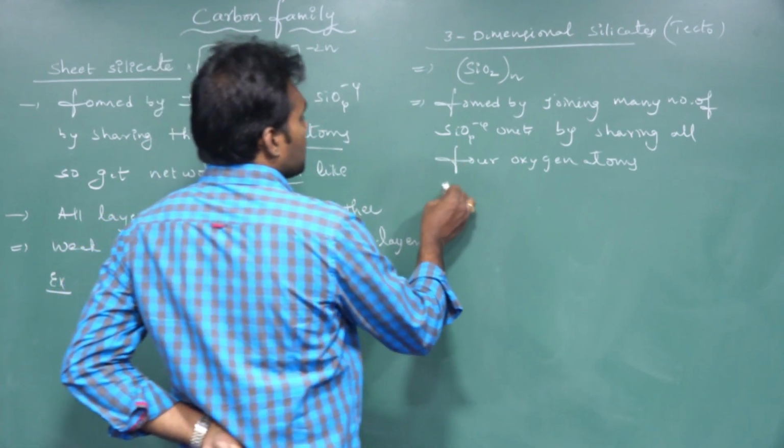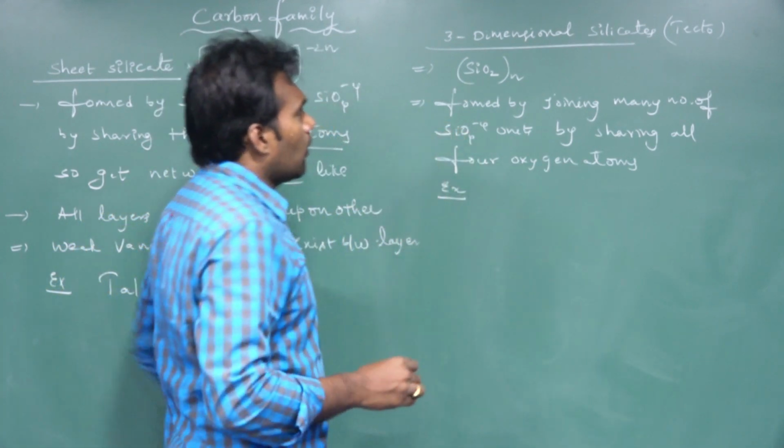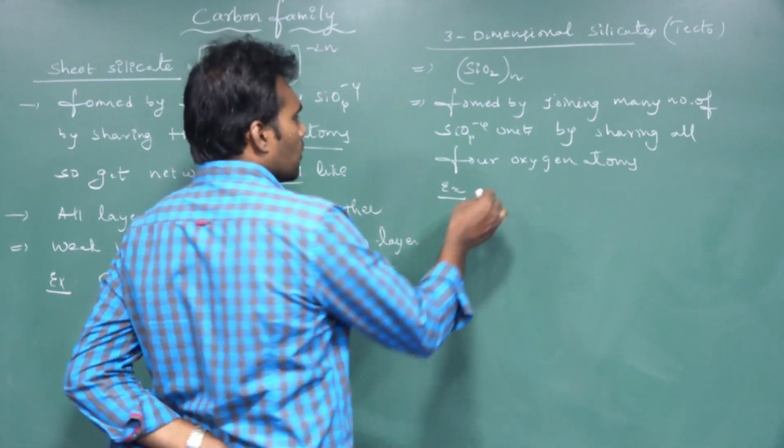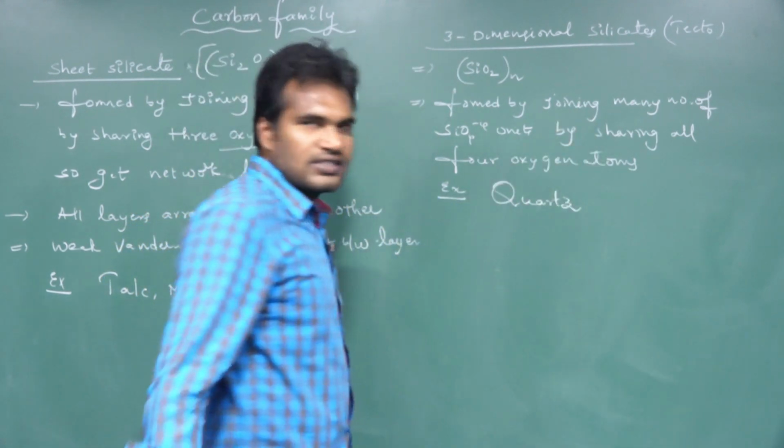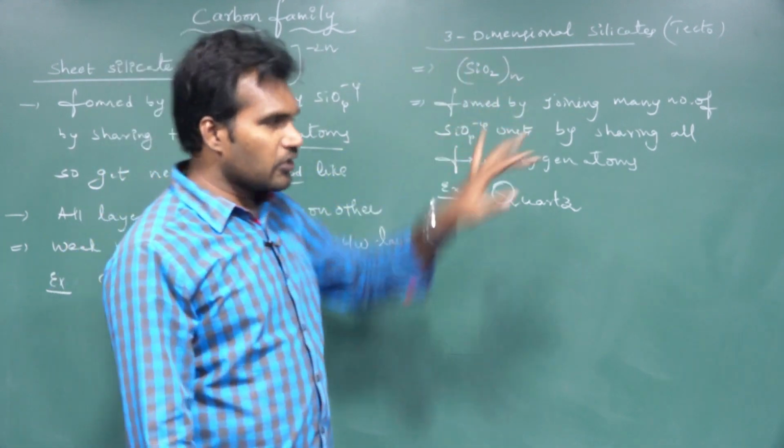And the best example for this 3-dimensional silicate is what? Quartz. Quartz is the best example for 3-dimensional silicates.